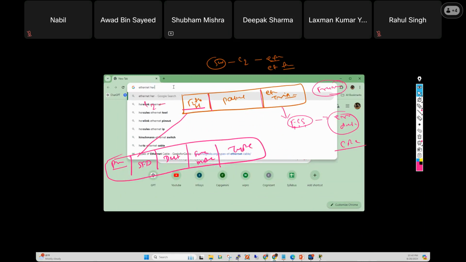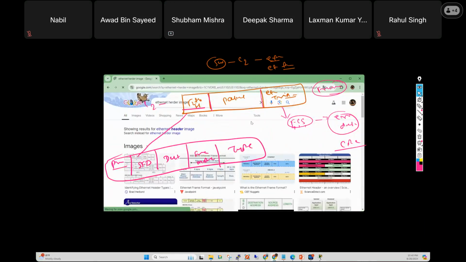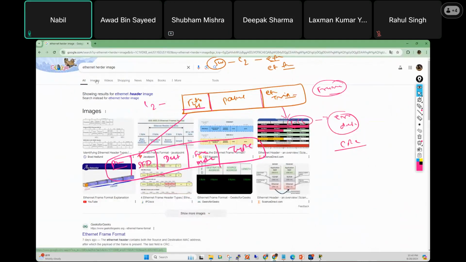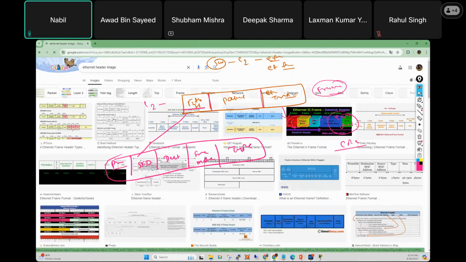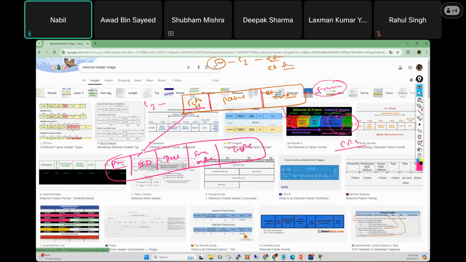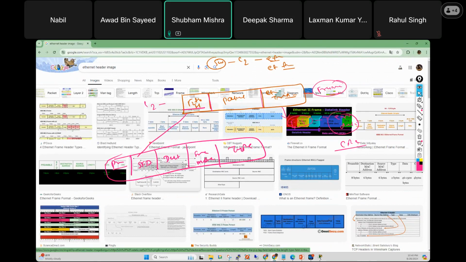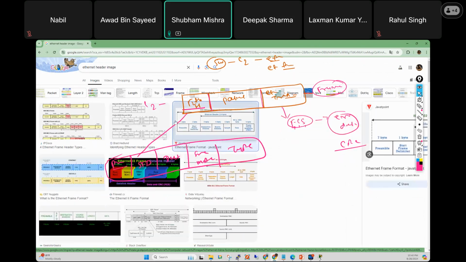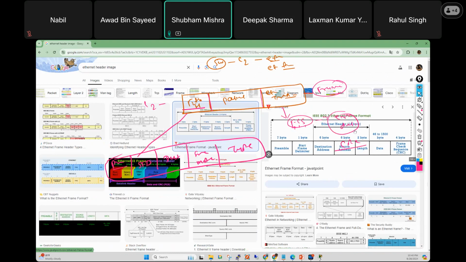Ethernet header. Sir, we haven't discussed the Ethernet header in detail. Yes, I already explained it to you. See, I am opening one. Let's suppose this one. I hope this is visible to all of you. Is it visible? Yes. Okay.